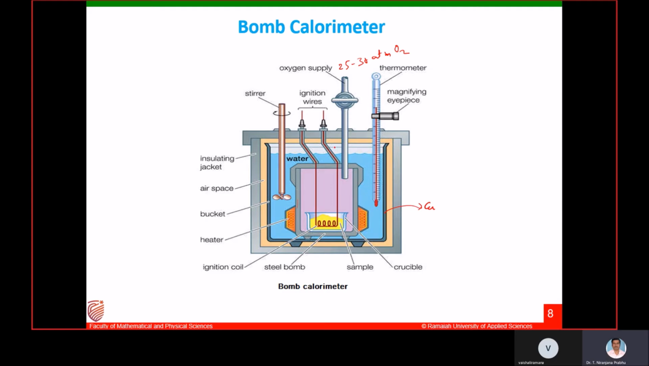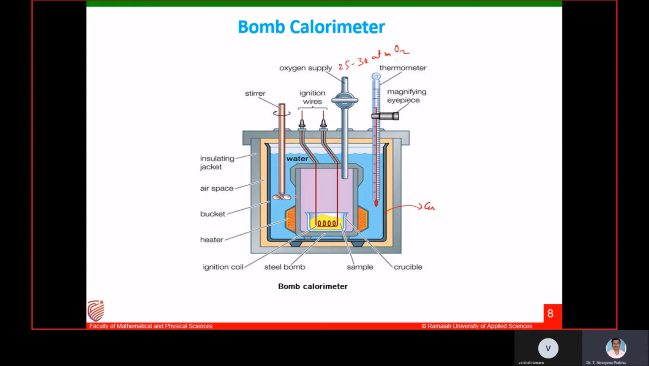Now, what they do after setting this up is place it into another insulating jacket, and there will be an air space. This arrangement is made to avoid heat loss to the external atmosphere. Whatever heat is liberated should be absorbed only by the water and the calorimeter.